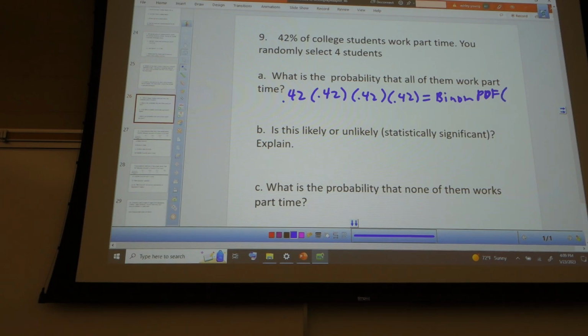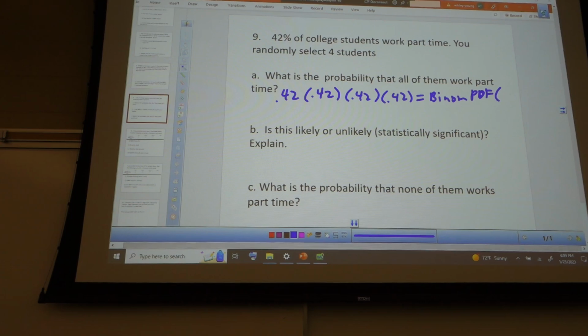And what's my n here? How many students am I picking? 4. What's my little p? 0.42. And how many do I want to say yes? 4. Either way, you'll get the same answer, which is 0.0311. Is that correct? Yeah.